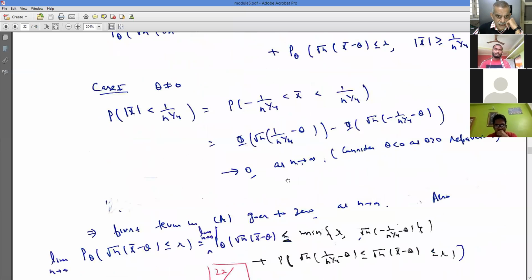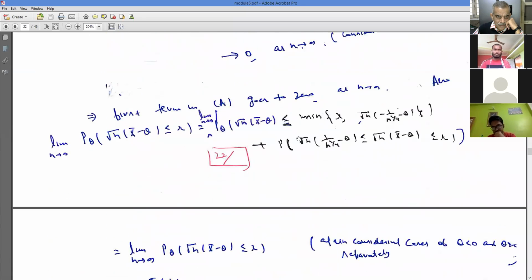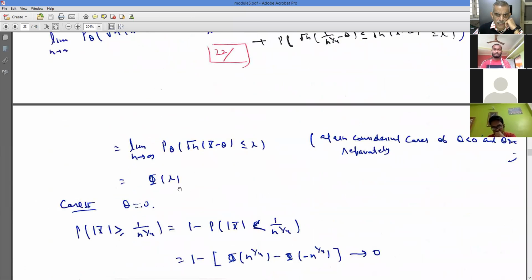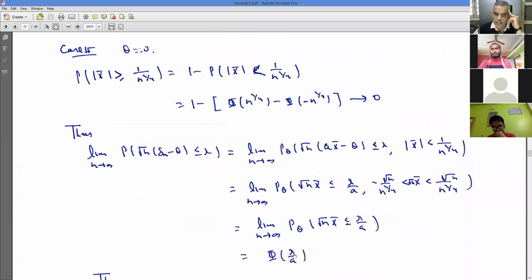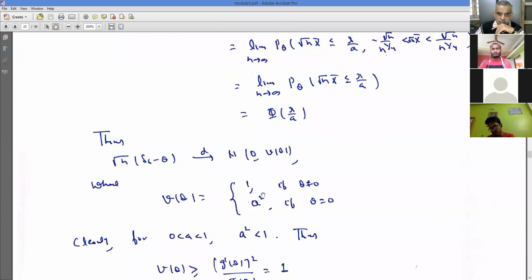So I consider two cases. In the case theta is not equal to 0, it goes to phi of x. And in the case theta is equal to 0, it goes to phi of x by a. So that means the asymptotic distribution is always normal. When theta is not equal to 0, the mean is 0, and that is what it is said. So v theta is 1 if theta is not equal to 0, and a square if theta is equal to 0, because it is a normal 0, a square. This is the distribution of normal 0, a square. Is that okay? So my v theta is 1 if theta is not equal to 0, and a square if theta is equal to 0. Now a is in my hand.